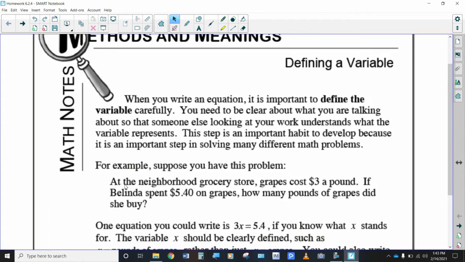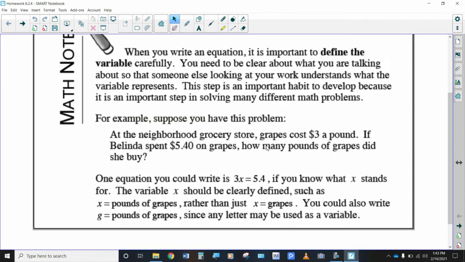So if it says at the neighborhood grocery store, grapes cost $3 a pound. If Belinda buys $5.40 in grapes, not on grapes, how many pounds of grapes did she buy? Well, the variable in this case is the number of pounds, right? So we would make x equal or represent the number of pounds of grapes. And we know that the price is $3 per pound, so 3 times the number of pounds has to equal 5.4. So a lot of times we just use an x to represent our variable.